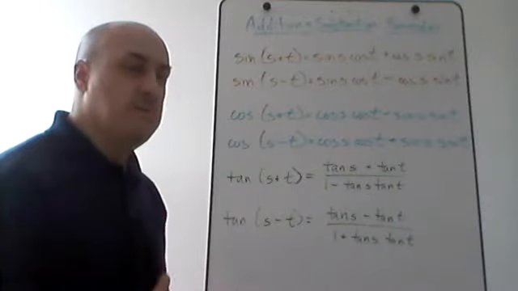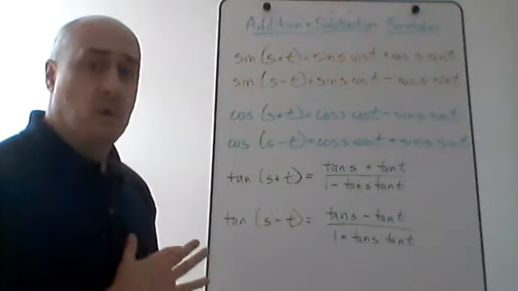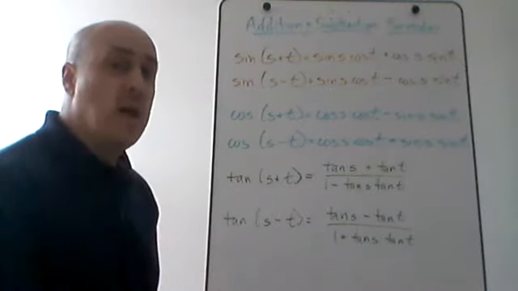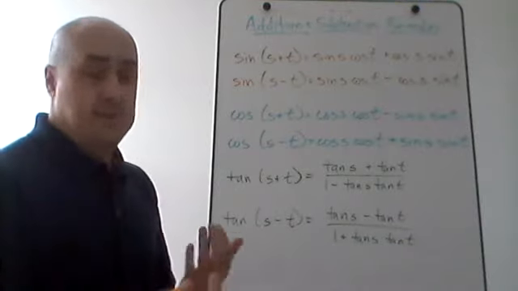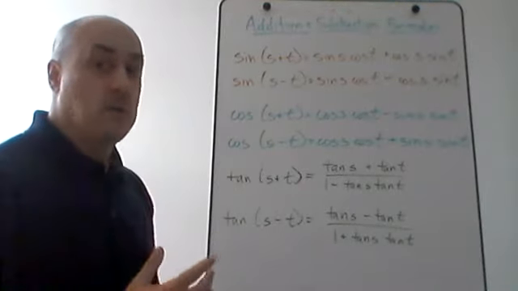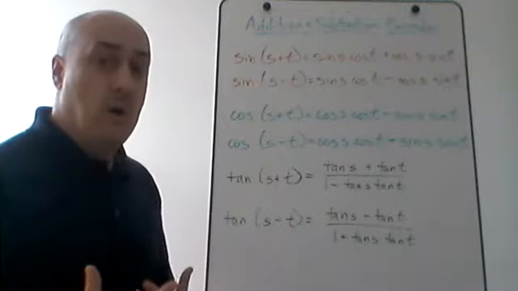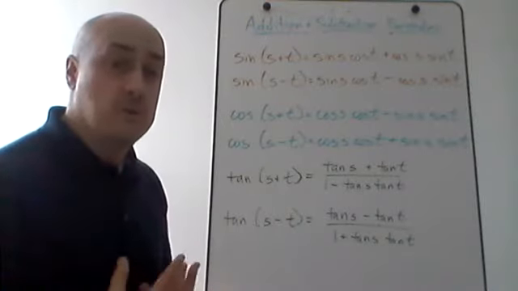Something I said in one of the previous videos is that there are a ton of formulas we use with trigonometric functions, and some we use all the time, like the reciprocal formulas and sine squared plus cosine squared equals 1. Those come up all the time, so you should memorize those and know them.